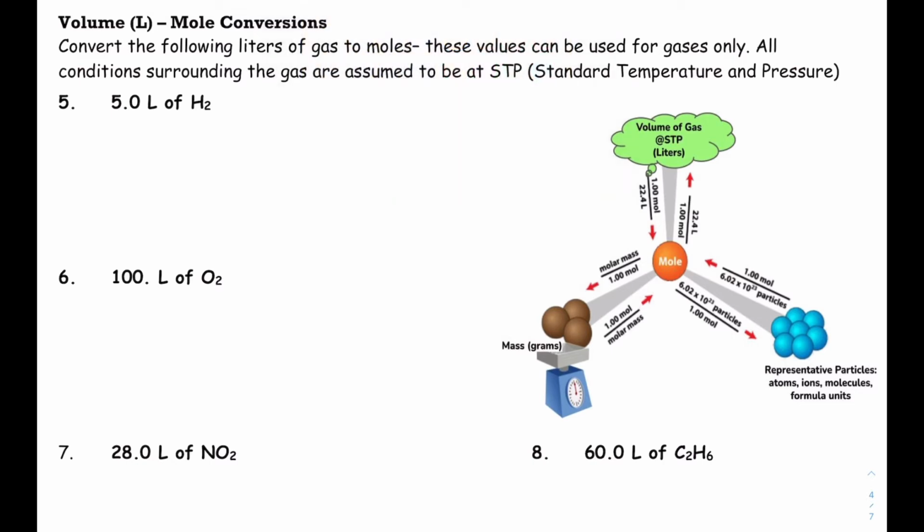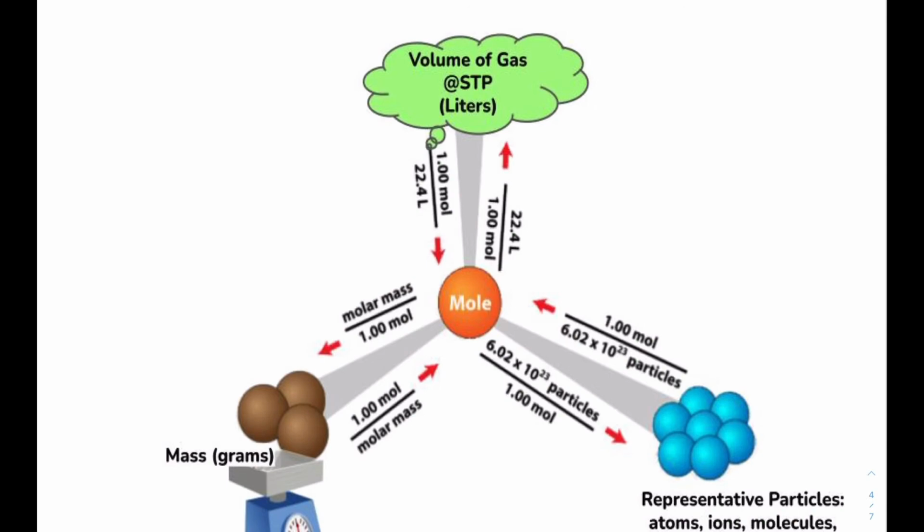In problems 5 through 8, we're going to be looking at the opposite. This time we're converting from liters of gas to moles of gas. And again, these gases are said to be under STP, standard temperature and pressure. Let's take a closer look at our mole map to make sure we understand which way.